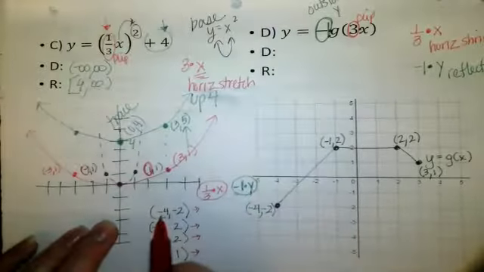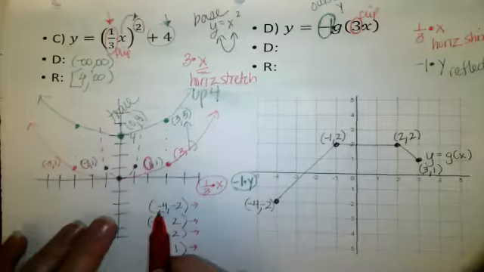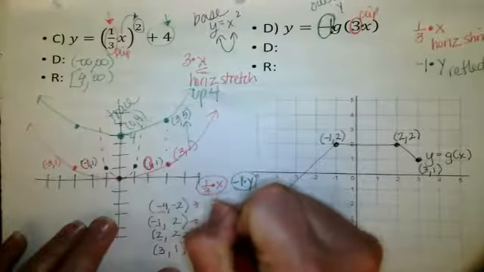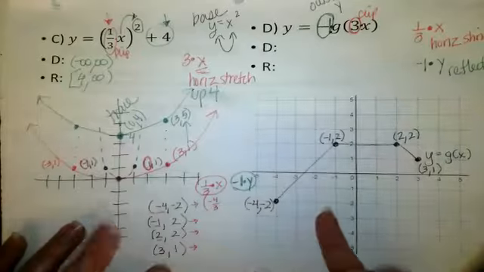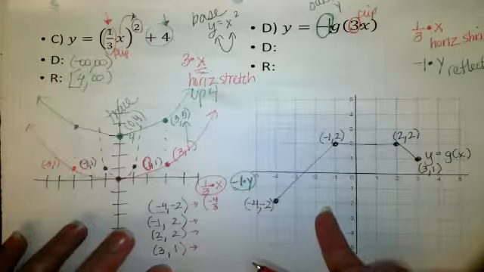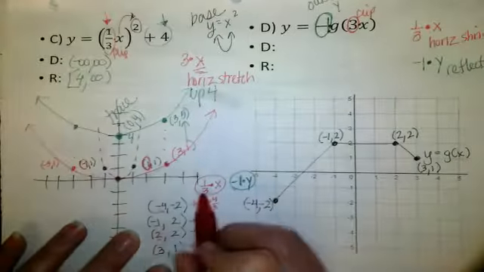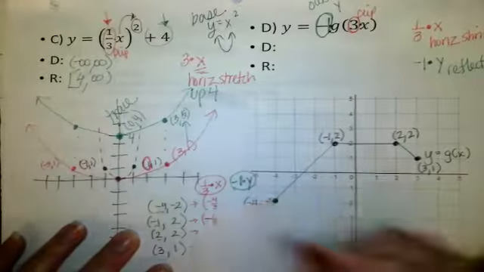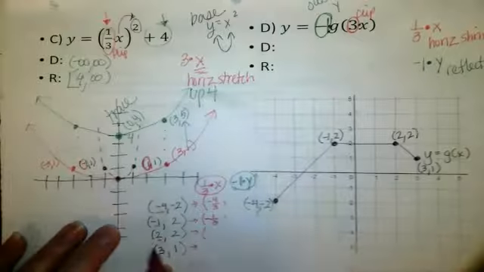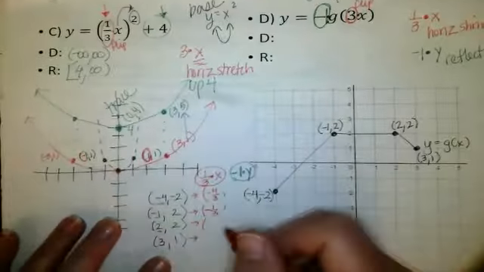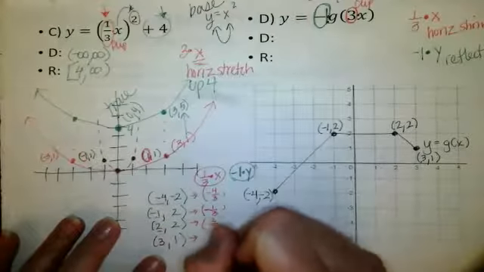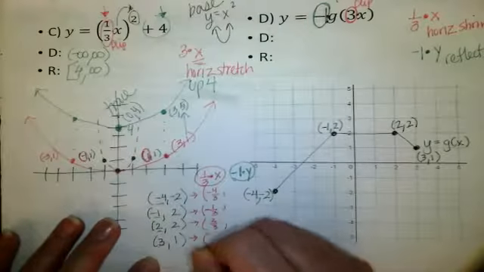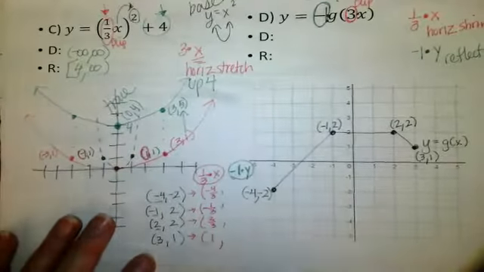So let's see. What does -4 turn into? We're going to do, yeah, -4 times 1/3 would be -4 thirds. -4 thirds is -1 1/3. -1 times 1/3. -1/3. Good. 2 times 1/3. 2/3, yeah. And 3 times 1/3. 1. So some interesting values.